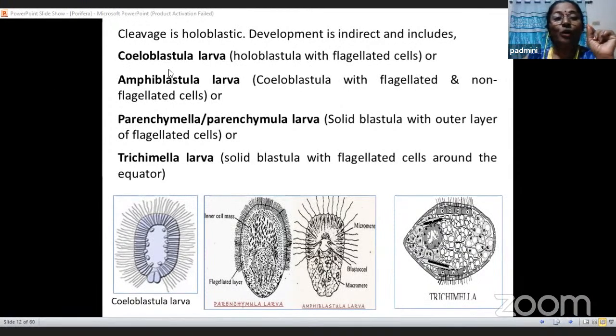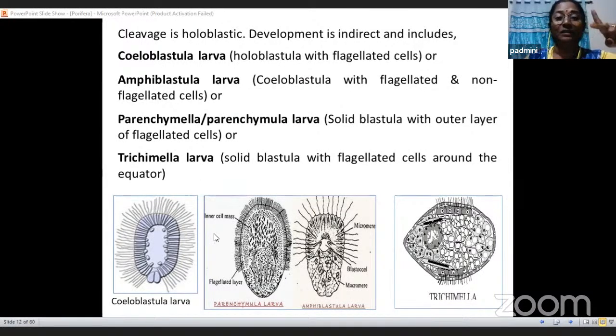So when I'm talking about coeloblastula, coelo means some opening that is present. It is a blastula with flagellated cells. If you can see this picture, this is a coeloblastula. There is a space in between, and the whole surrounding has flagellated cells. Whenever there is a larva of this type, you call it a coeloblastula larva.